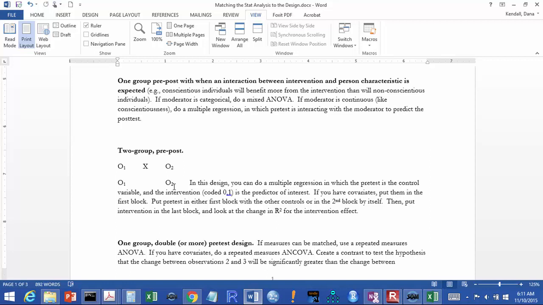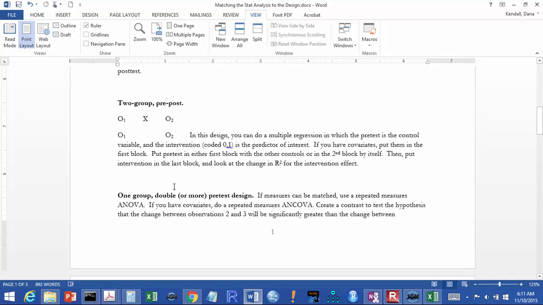And also you can talk about this particular analysis in interviews when people ask you, okay, here we have this design, how would you go about analyzing that? And you can talk through those steps. So again, intervention goes in the second block or the last block, and we would look at the change in R squared for the intervention effect, that incremental variance explained, which is usually what our clients want to know.